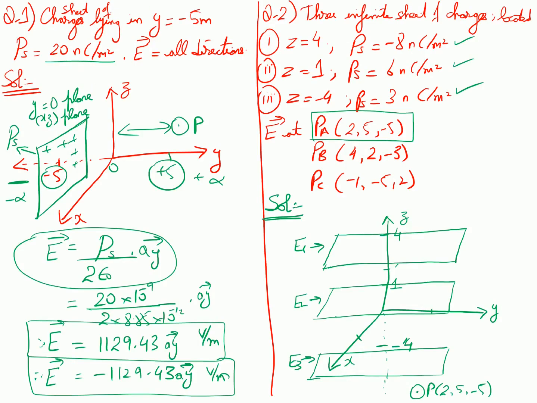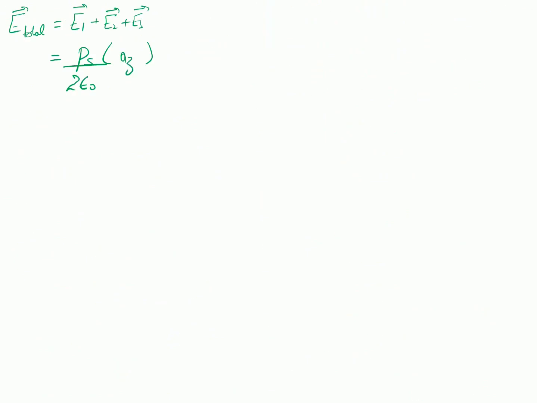Let me first write the equation. I need to find the total electric field, again using the principle of superposition, which means I need to add the electric field from the first sheet, the second sheet and the third sheet. So what is the electric field of the first sheet? It is going to be rho s divided by 2 epsilon, along a certain unit vector. Since our sheet is along x and y, the unit vector will be a_z. For the second sheet, it is rho s by 2 epsilon, again a_z. For the third, it is rho s by 2 epsilon, and again a_z.